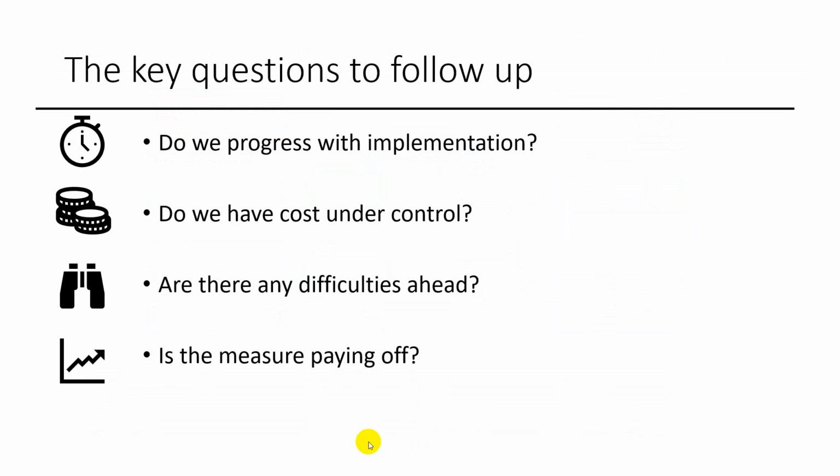So what are the key questions that need to be covered when reviewing your measure implementation and your measure effectiveness? Well, we need to see whether we progress with the implementation. So that is reviewing the roadmap and how we're advancing. We need to see whether we have our costs that we have planned for the implementation under control. Are we within budget limits? We need to see whether there are any difficulties ahead. So the forecasting portion, difficulties that may pose problems in finalizing the implementation. And once we have implemented the measure, to see whether this is paying off in terms of improving the process itself.